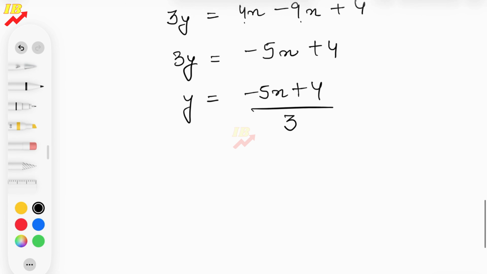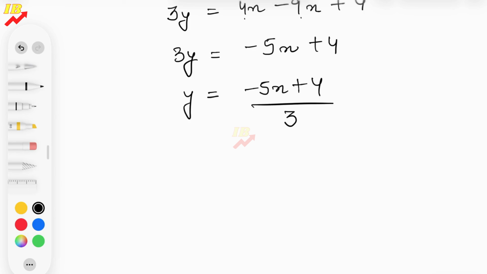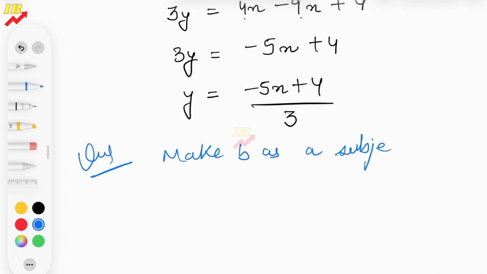Sometimes there are fraction based questions as well. Make b the subject. So if you are seeing this question, b by 2 is equals to a by b square, and we have to make b the subject. Can you see that this is b square?